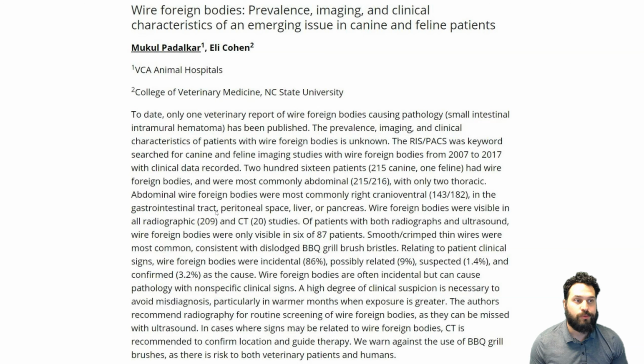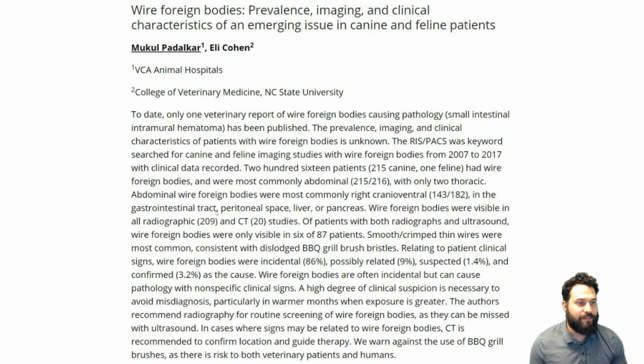The same group looked at a larger subset of patients with wire foreign bodies. So this has not undergone peer review yet. This was published in abstracts of 2019 at the ACVR conference. They looked at 216 cases. Most of these were abdominal and only a couple in the thorax.